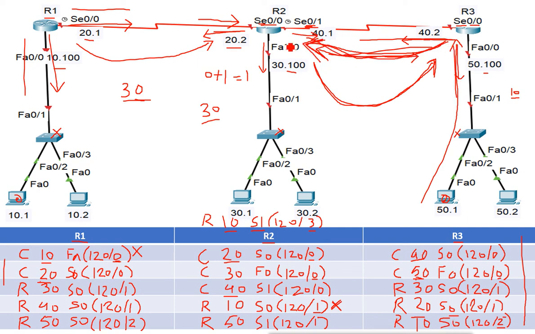Then router 2 will check the routing table. It says I can reach it from serial 0/1, and sends it back to router 3. Then router 3 sends to router 2, router 2 sends to router 3, router 2, router 3, router 2, router 3. Our data will keep looping and never reach the destination.